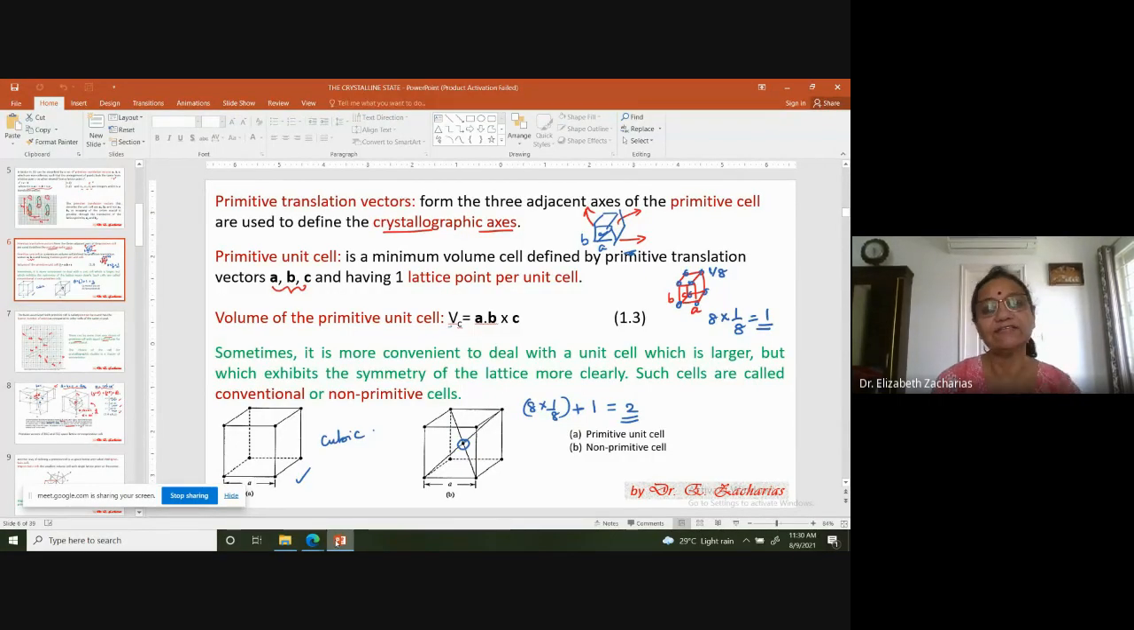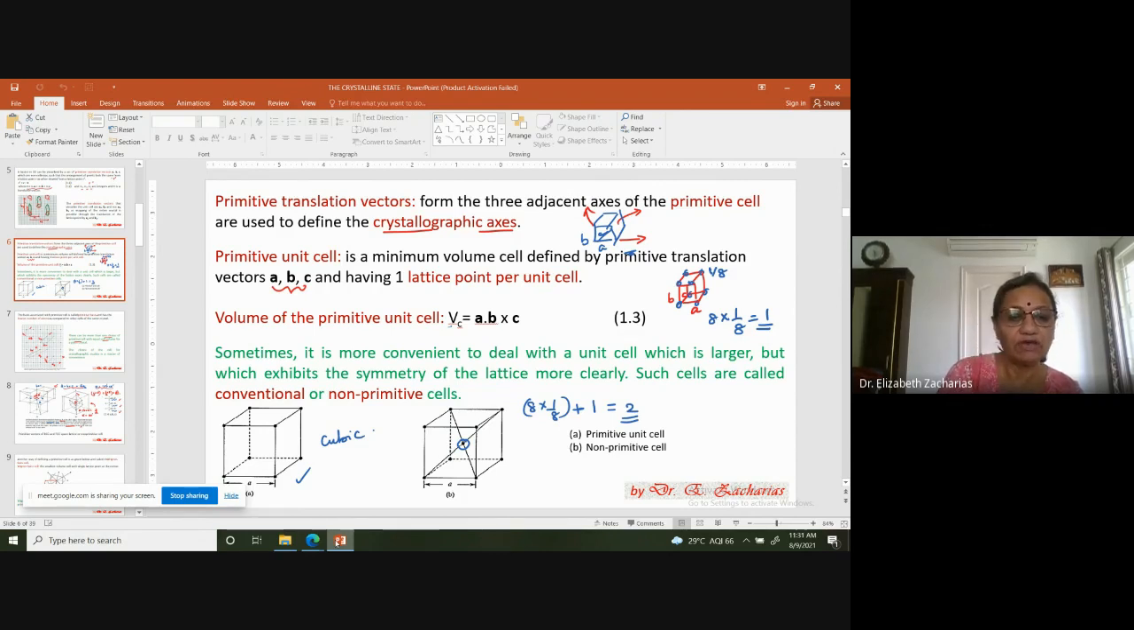So in the last class, while finishing, we were talking about translation vectors, primitive translation vectors and the primitive unit cell. We defined the primitive unit cell as the smallest volume cell whose sides are A, B, C. These A, B, C are called the primitive translation vectors. And the directions of A, B, C define the crystallographic axis directions for that particular crystal. It is called primitive because there is only one lattice point associated with that unit cell.